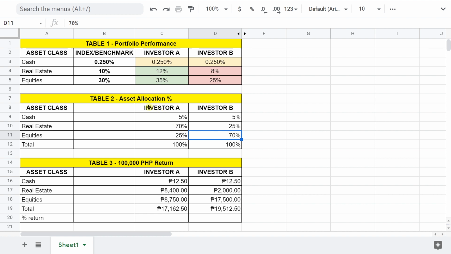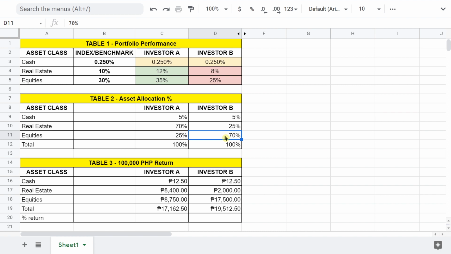Weightings mean how much money they have invested in each asset class. So both investors have placed 5% in cash, and basically their difference is that their asset allocation between real estate and equities are interchanged. So as you can see, investor A placed 70% on real estate while investor B placed 25%. And for equities, investor A placed 25% while investor B placed 70%.